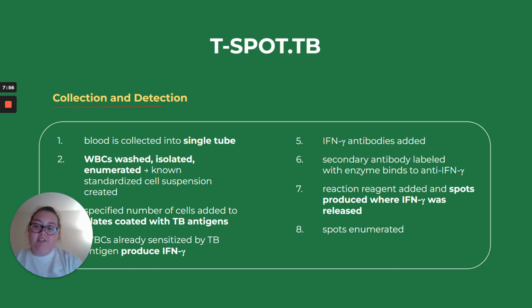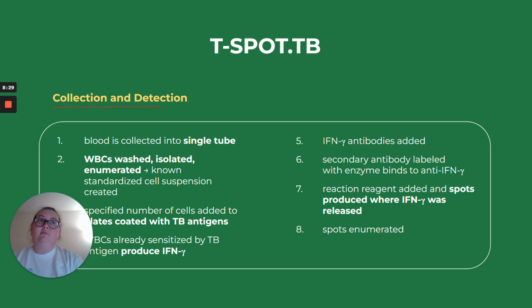And then if the patient's white blood cells have already been sensitized by TB, aka they have had a latent infection or they have an active infection, they're going to produce interferon gamma. And then again, anti-interferon gamma antibodies are added. A secondary antibody labeled with enzyme is going to bind to that. And then the reaction reagent is added. As a result, spots will be produced where those interferon gamma was released around those white blood cells, and those spots are going to be enumerated.